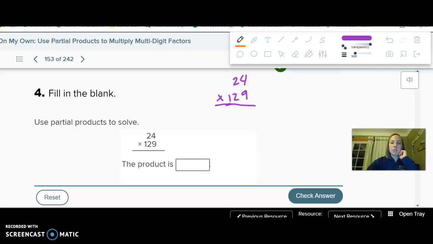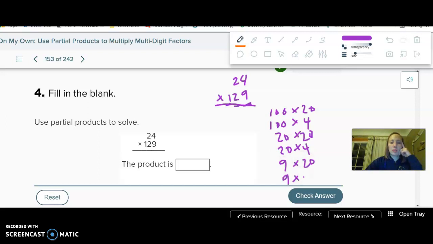All right, I'm going to go 100 times 20. 100 times 4. I don't know what it is. Somehow going from the bottom just feels better to me. Again, you can do it in either way as long as you get all the combinations. All right, I have 20 times 20, and then 20 times 4, and then I have 9 times 20, and 9 times 4. Ooh, I think I squeezed in a little bar that time.